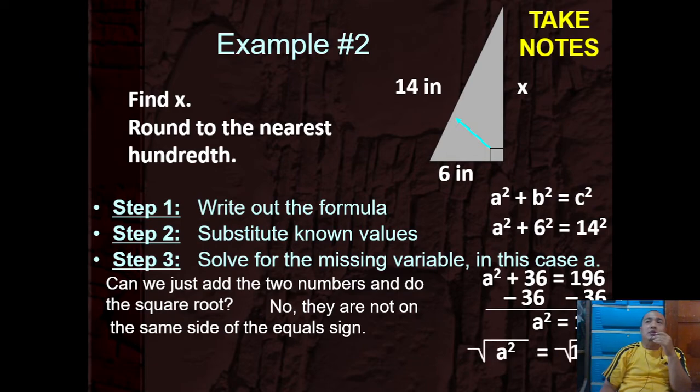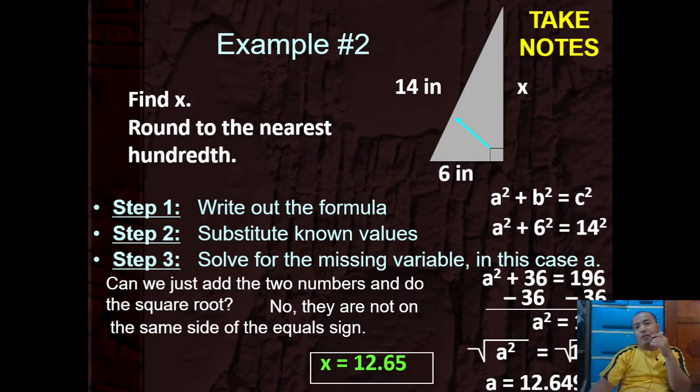Let's get the square root of both sides. What is a? Using your scientific calculator, the square root of 160 is 12.65, to the nearest hundredths. Therefore, the length of the other leg, x, is 12.65. Okay.